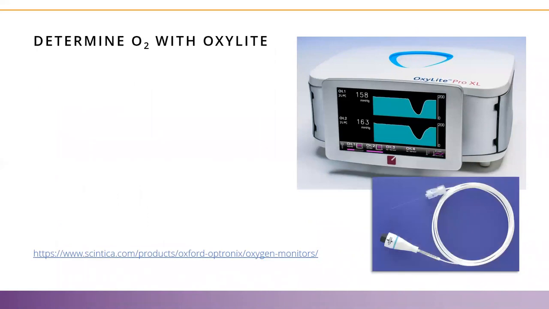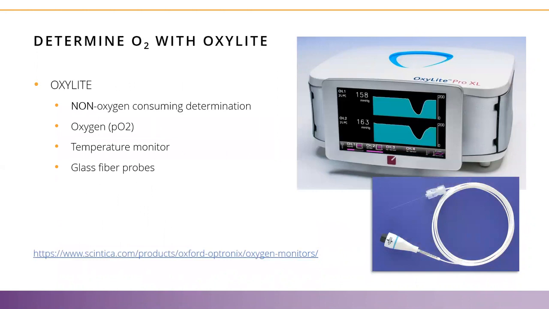The Oxylite System functions by measuring oxygen concentration at the tip of a glass fiber, and this measurement is non-oxygen consuming. So this is an added advantage, that you're basically taking nothing away from the environment in relationship to oxygen to determine the oxygen concentration. The nice thing is also that this system uses the partial pressure method of determining the oxygen concentration. The system can work both in vitro and in vivo.